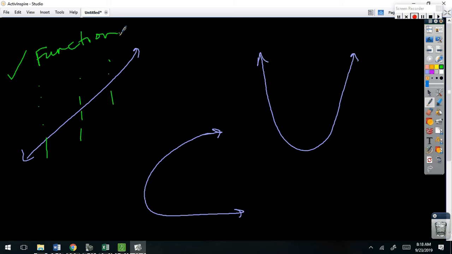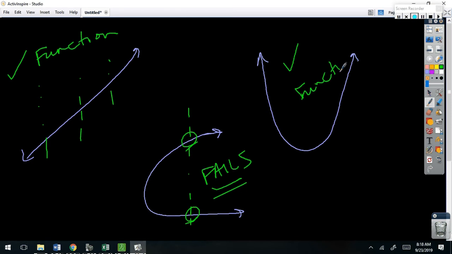How about the one on its side here at the bottom? Function or no? No, I'm hearing a consensus of no. I'm seeing lots of heads shaking. No, because if I put a line, it hits 2 times. So it fails. Okay, how about the last one? It's a function. Do you see what we're doing? You can take your pencil if it's there and run it across to see, is it a function, is it not a function? Does that make sense? Okay.